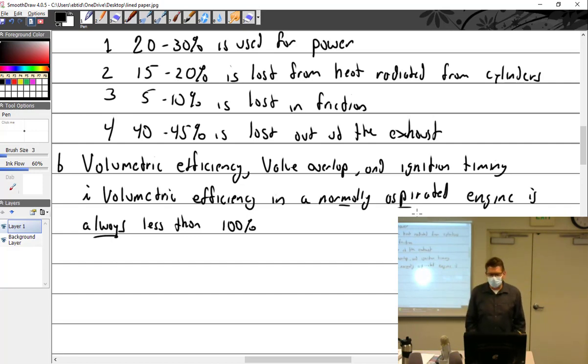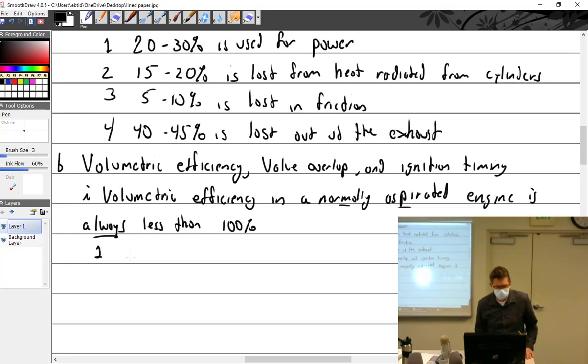All right, so normally aspirated means that the piston is sucking and drawing the air in of itself. If it's not normally aspirated, then it's called forced induction, is what I would call it. So it's always less than 100%.